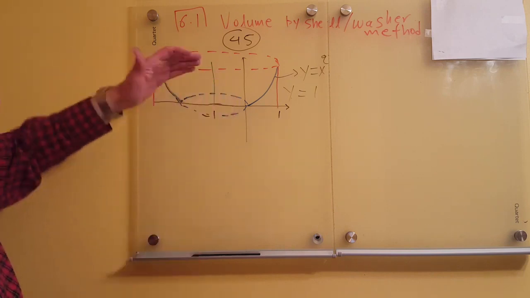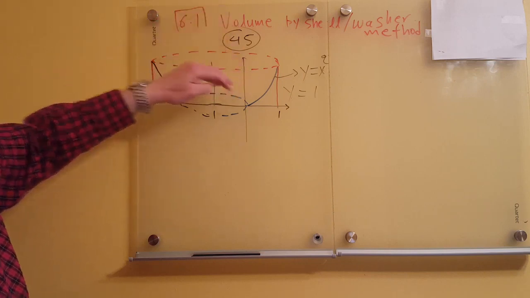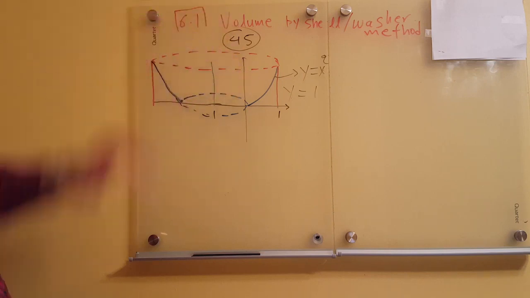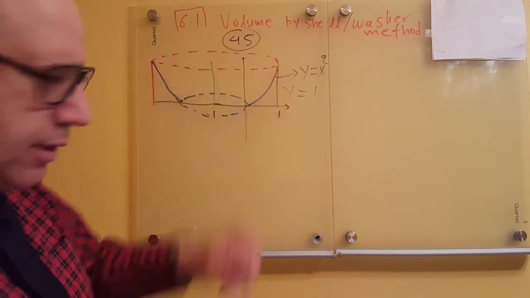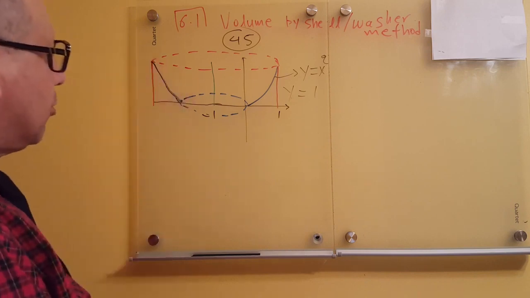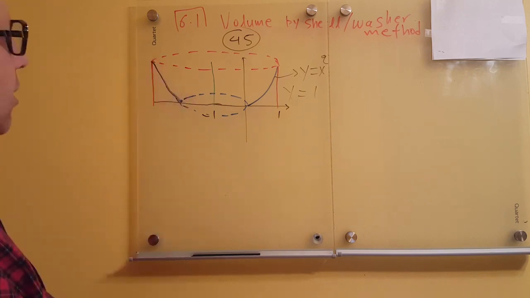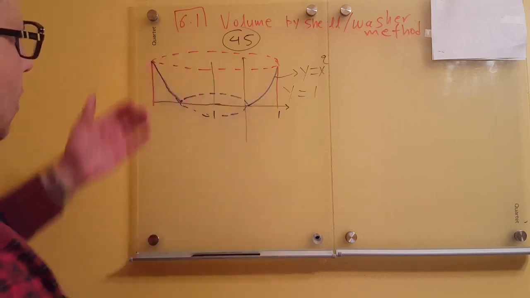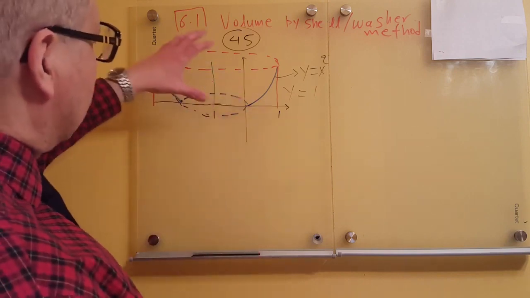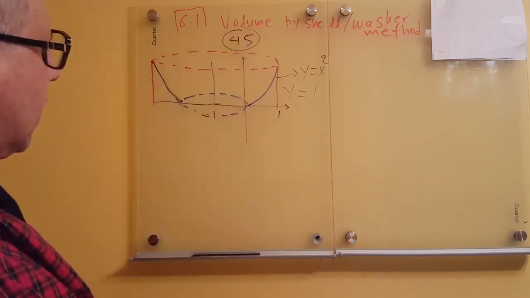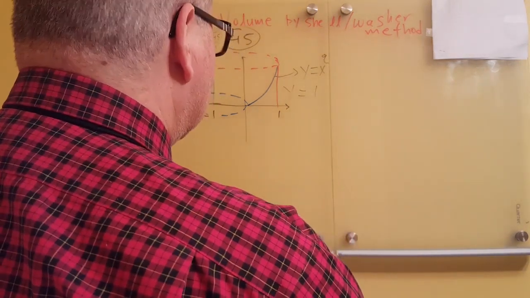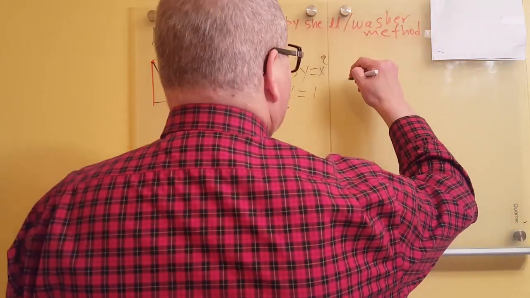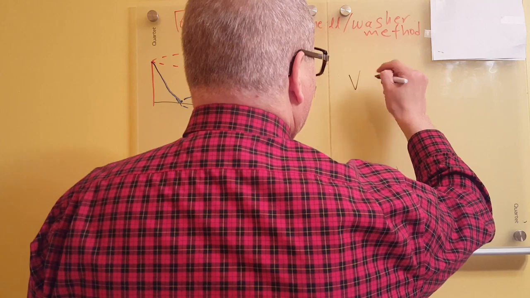So it's not anymore with respect to x-axis or y-axis. It's with respect to some other axis, which of course is either parallel with the x-axis or parallel with the y-axis. So in this case, it's parallel with the x-axis, and create this. When you rotate this, you create the solid, and we want to find the volume of the solid. So let's do it. So the volume V will be equal with.